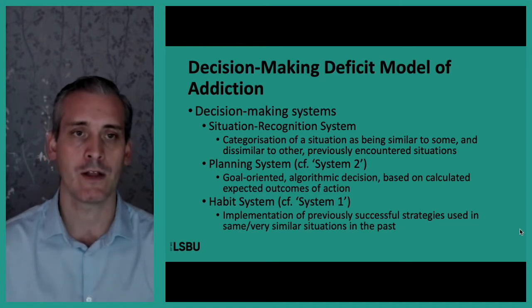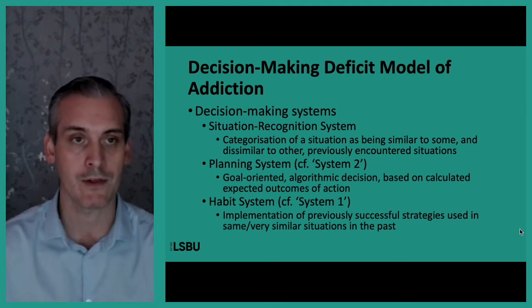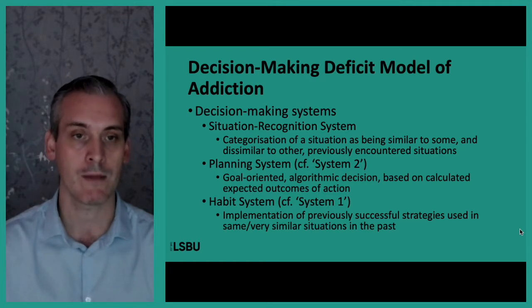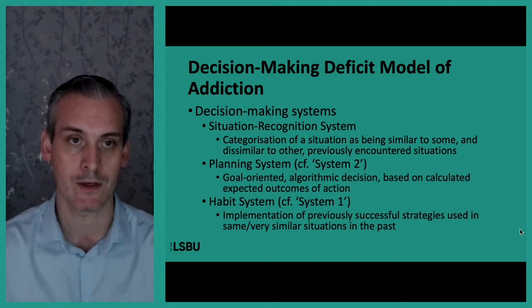Redish et al. identified three specific systems. The first of which is actually potentially a subset of one of the others, the habit system, but it's important that they separate this out for a particular reason. They make reference to the situation recognition system, the planning system, and the habit system.